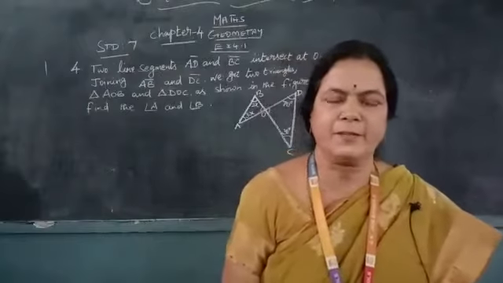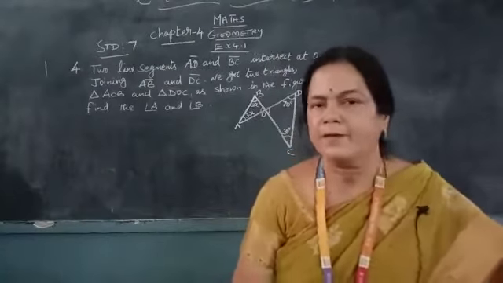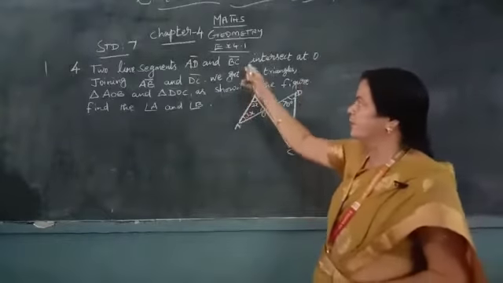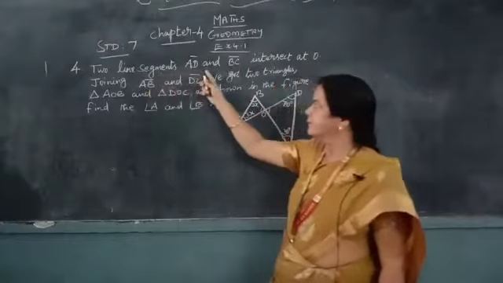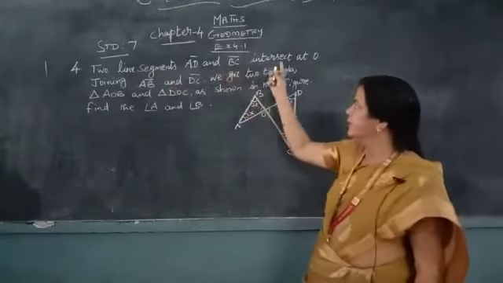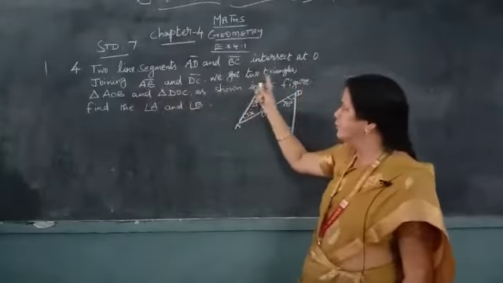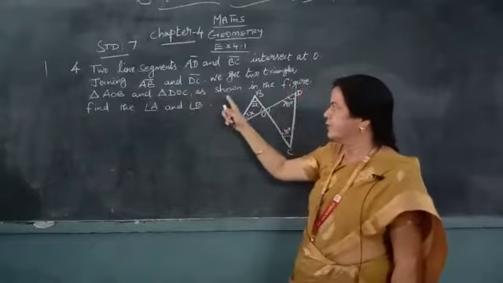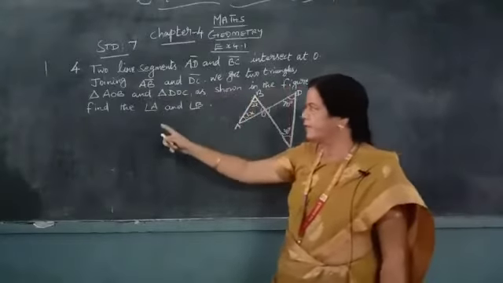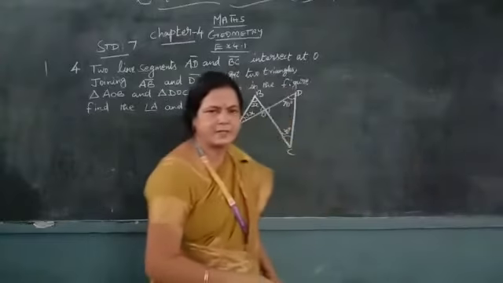Today we are going to see 7th standard Maths, chapter 4, Geometry, exercise 4.1. Fourth question. Two line segments AD and BC intersect at O. Joining AB and DC, we get two triangles, triangle AOB and triangle DOC, as shown in the figure. Find angle A and angle B. Okay, shall we find that?